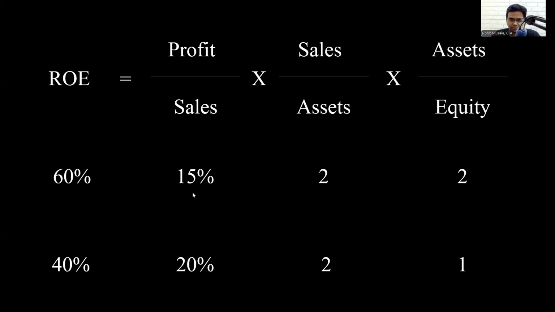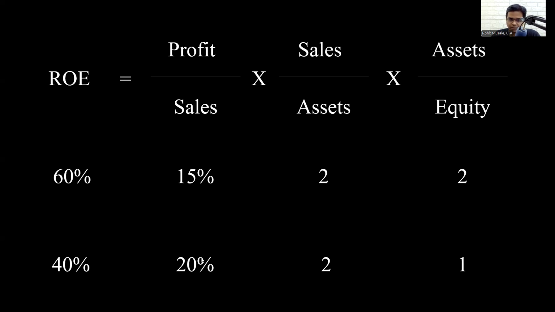So let's say there is a company with 15% profit margin. Sales are two times the assets and assets are two times the equity. So if you multiply all these three, 2 into 2 is 4, 4 into 15 is 60. So 60% is the return on equity.